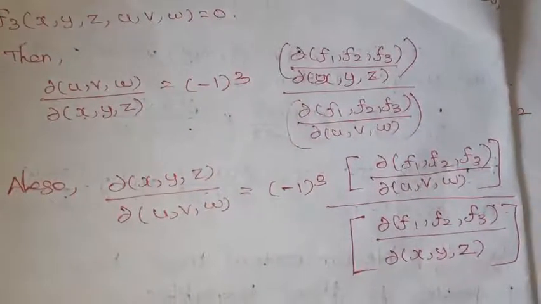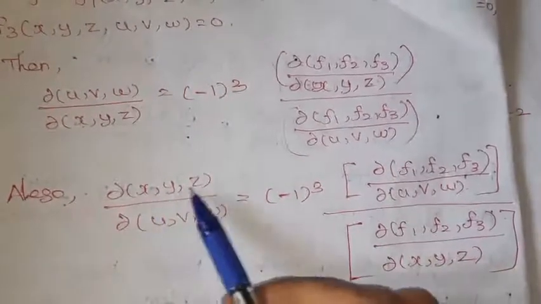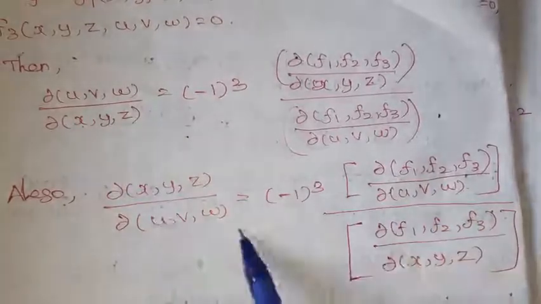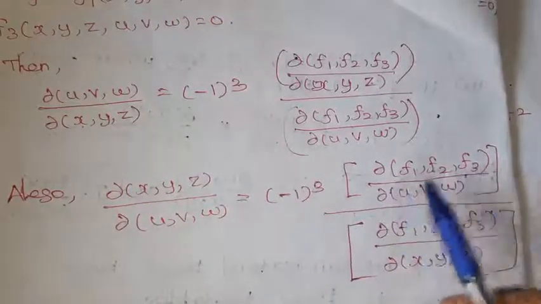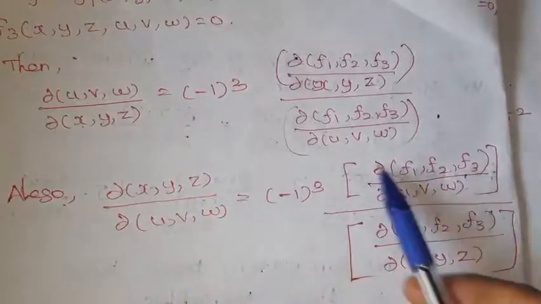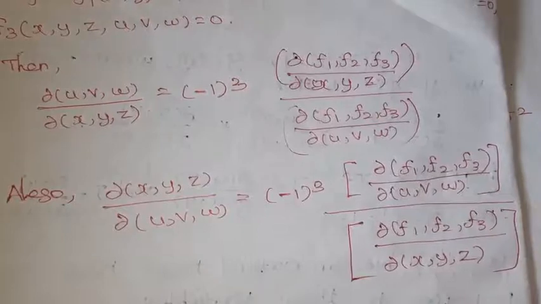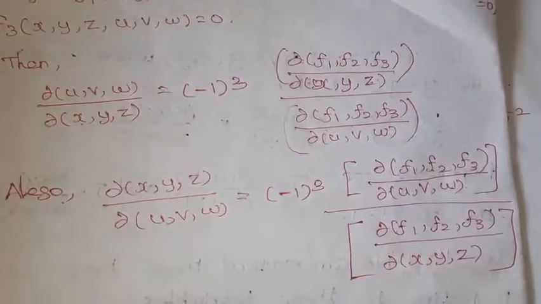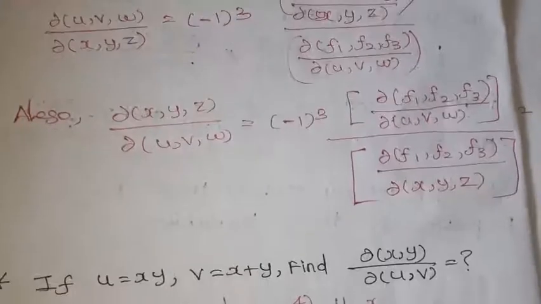Then also, in case it is related to x, y, z, vice versa, we can also express it. This is for 3 variables, minus 1 the whole cube, divided by, the denominator term will come to the numerator, and divided by the function related to this only. So we'll solve some problems related to Jacobians, then we will get an idea.